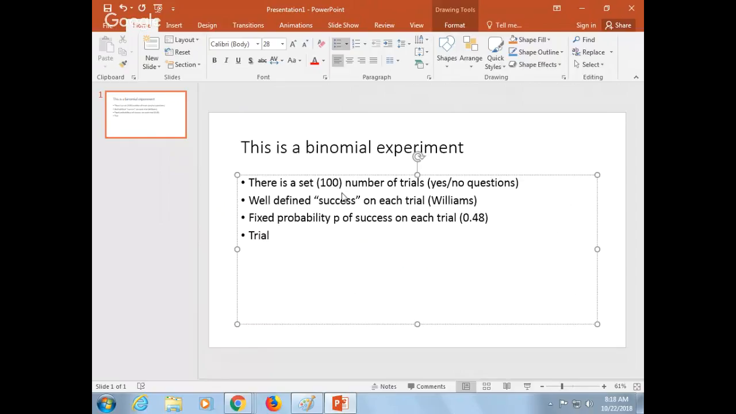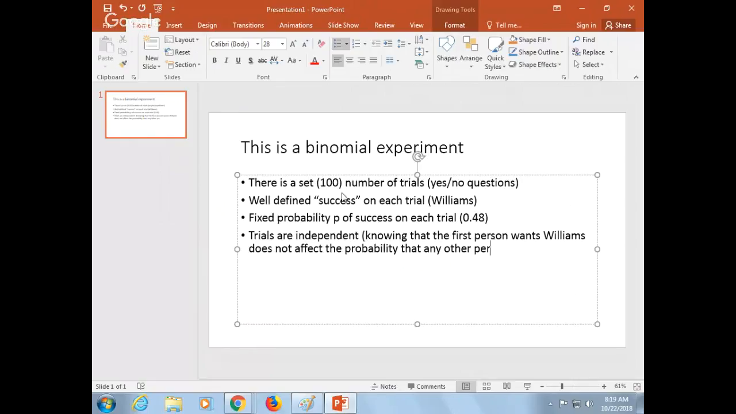The trials are independent. That is, knowing that the first person wants Williams does not affect the probability that any other person wants Williams. These observations don't depend on each other.